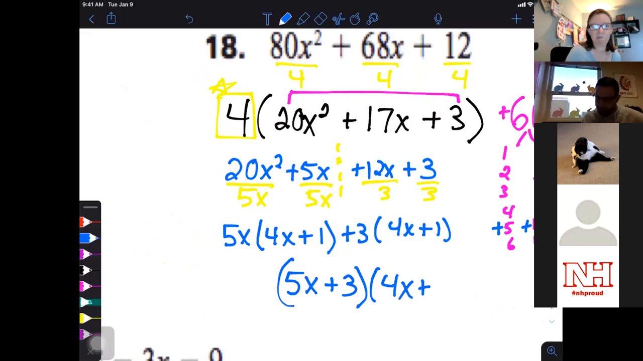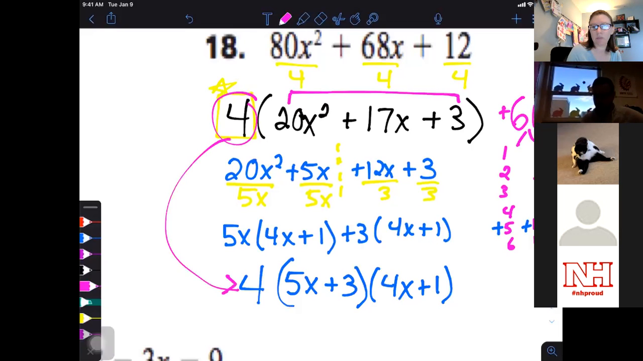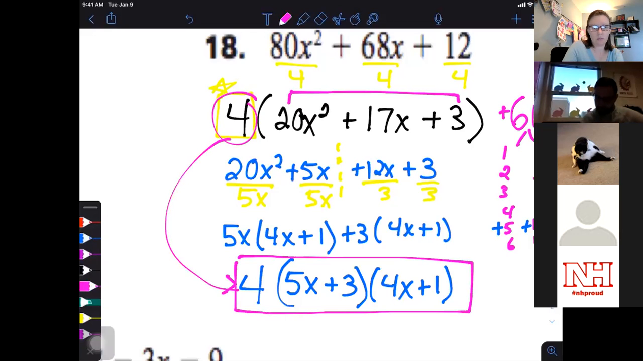And then Jason, what's that thing we have to remember to bring down? The 4. Yeah, we have to remember to bring that 4 down. So right there. So then that gives us our final solution.